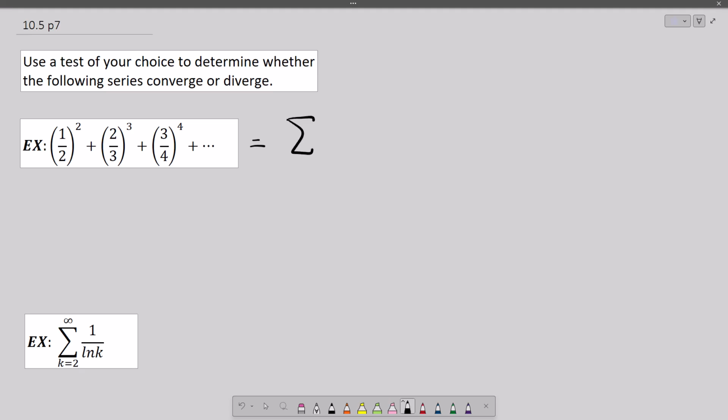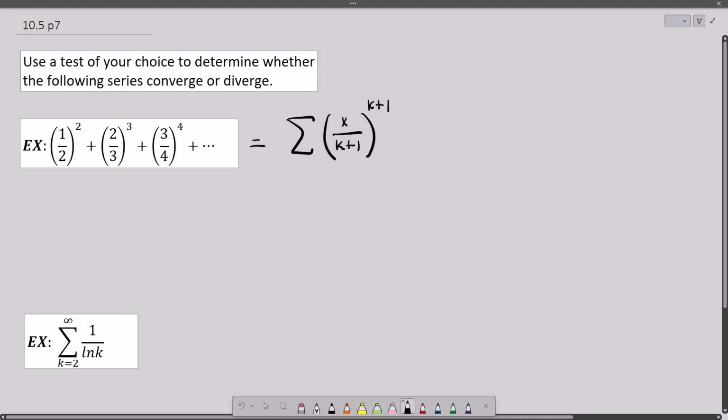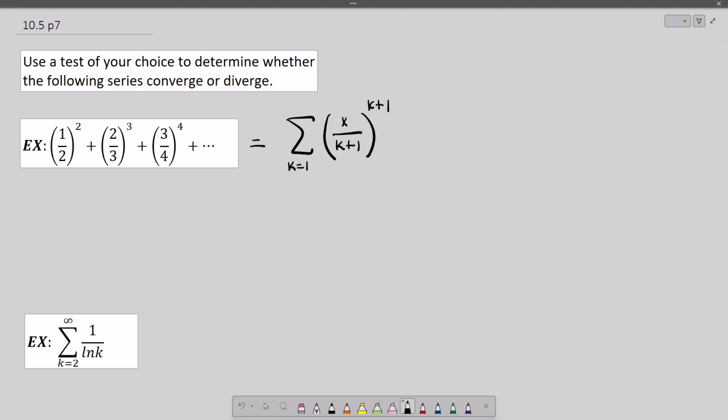And what we notice here is that the numerator and the denominator are linked. And the denominator is always the power. So we could write this as k over k plus 1 to the k plus 1. We could do that. The denominator is always up there. So that would work. We don't love having a k plus 1 up there. It'd be nicer if it was just a k. But we could do that. And here k would start at 1. So that's one way to do it for sure.